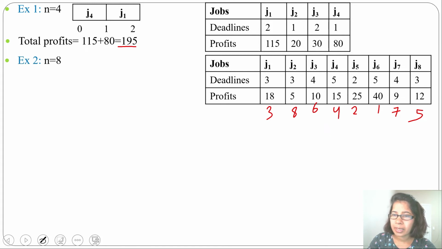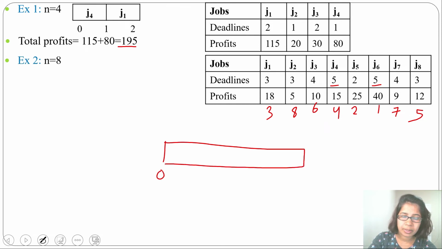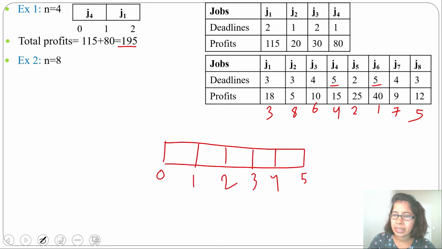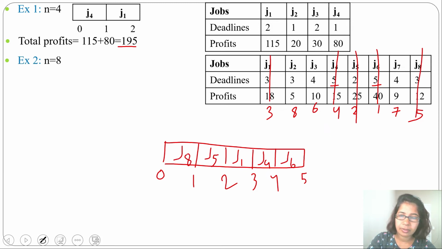And what is the maximum deadline? Maximum deadline is 5. I'll create a Gantt chart with maximum deadline 5. Now highest profit is for J6, deadline is 5, so I'll keep J6 here. Next job 5, deadline is 2, so I'll keep job 5 here. Next job 1, deadline is 3, I'll keep job 1 here. Next job 4, deadline is 5, I can keep job 4 here. Next job 8, deadline is 3, I'll keep job 8 here. So job 2, job 3 and job 7 cannot be done as there are no time slots available for them.